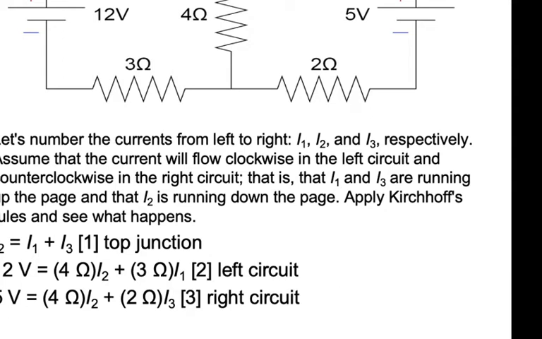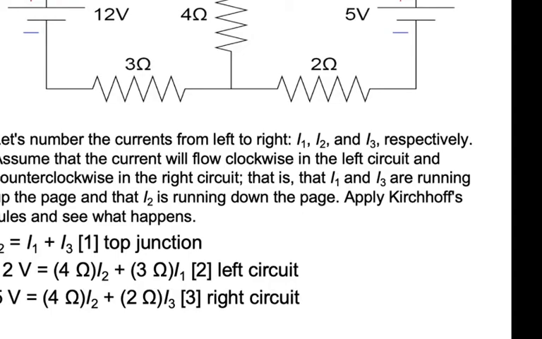Okay, so they're numbering currents from left to right. So our middle one now is I2 instead of I3. I1 and I3 they're assuming are running up, and I2 they are assuming is running down. And for our loops, they are assuming that current will flow clockwise on the left and counterclockwise on the right, just like we did in our last one.